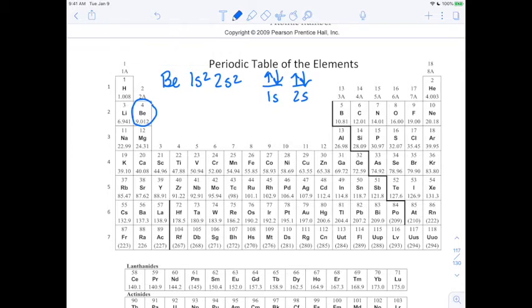All right, so next up, we're going to look at boron. So boron is 1s2, 2s2, 2p1, and if I were to do its orbital diagram, here's 1s, 2s, and here's the 2p, like so.